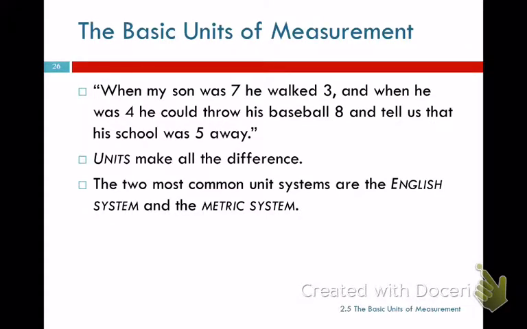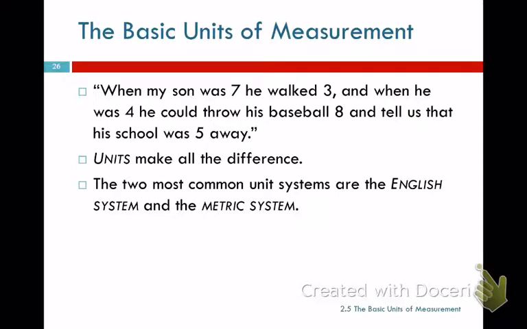So, units of measurements. My wife wrote this example. I don't even know what she was trying to say. So read that sentence. When my son was 7, he walked 3, and when he was 4, he could throw his baseball 8 and tell us that his school was 5 away. Does that make any sense to anyone except my wife? There's no units of measurement.